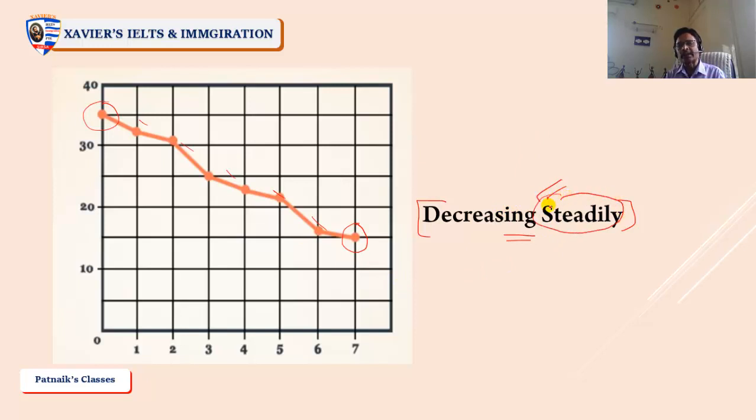Or we can say there is a steady decrease. We can write it this way also: steady increase, or decreasing steadily, or decreased steadily. So it depends upon the type of sentence we use in our write-up.